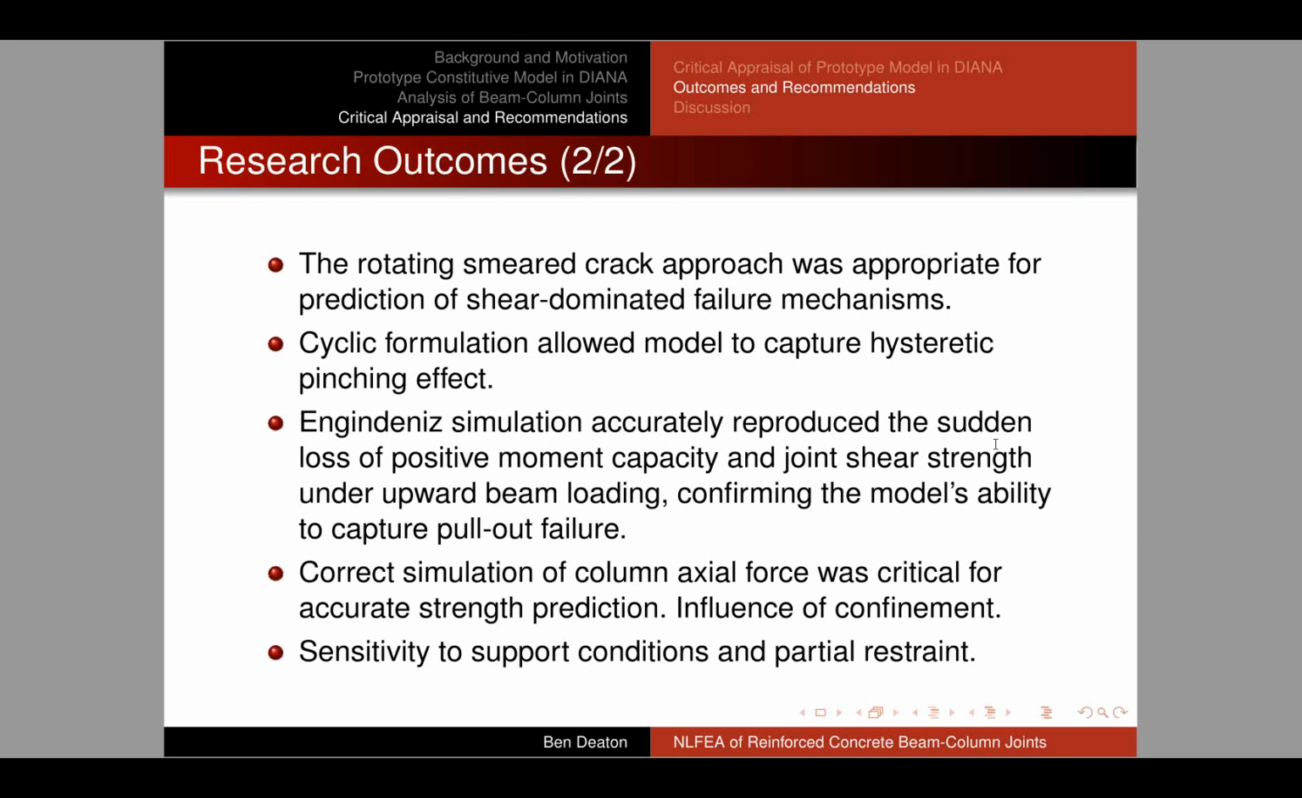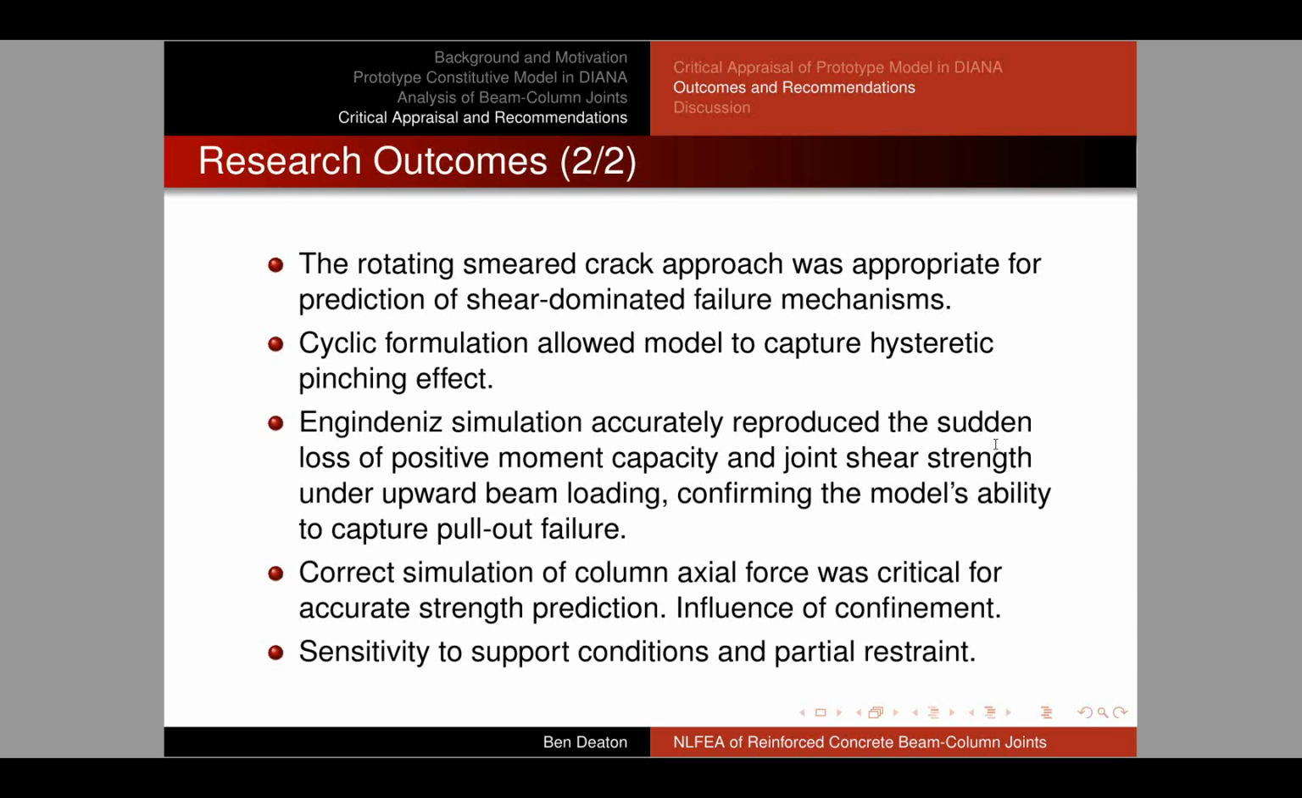The rotating crack model, I believe, is very appropriate for prediction of shear-dominated failure mechanisms. Again, this just confirms what we've seen throughout a couple decades of literature that recommends rotating crack models for shear-dominated failures. The cyclic formulation of this model is particularly helpful when trying to capture a hysteretic response that's highly pinched. So this is another difficulty that you will run into with other software that Diana does very well. A lot of other software tends to highly overestimate the energy dissipation, and Diana handles this very well.